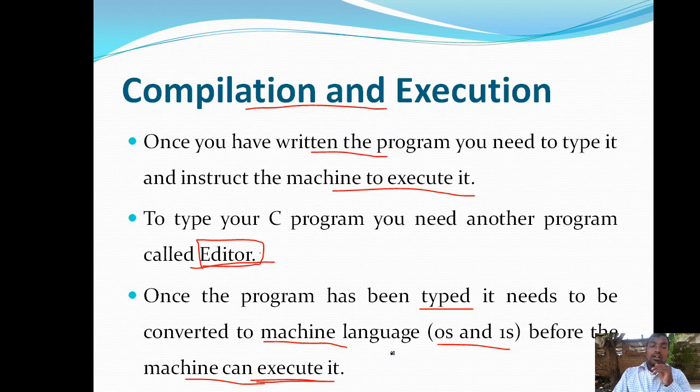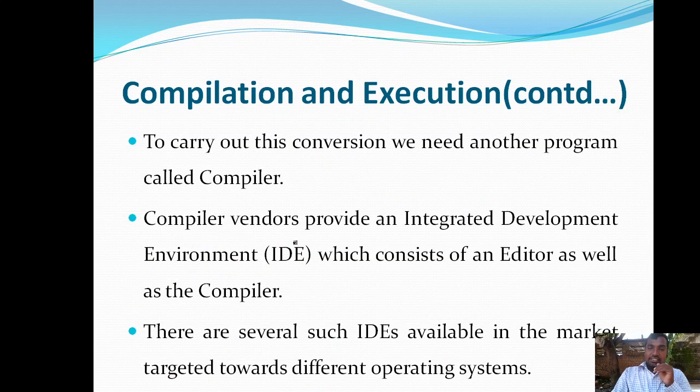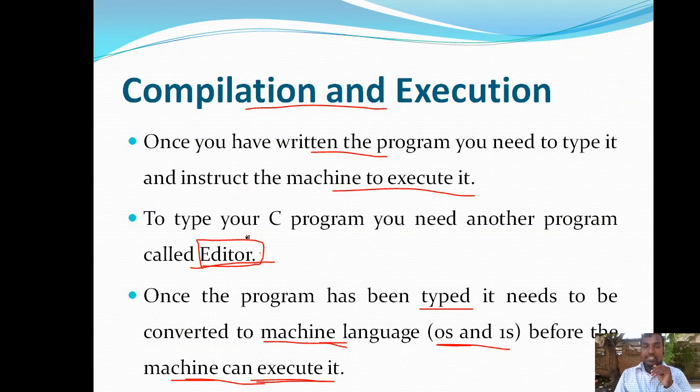We are unable to write programs in machine language with the help of zeros and ones. That's why we write the program in C, a high level language, and that high level language is converted into machine language. Then that machine language can be executed by the machine, and we get the output. To carry out this conversion, we need another program called a compiler. So what does this compiler do? It converts the high level language to machine language.